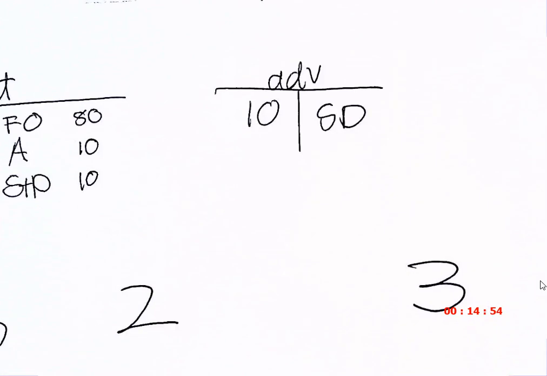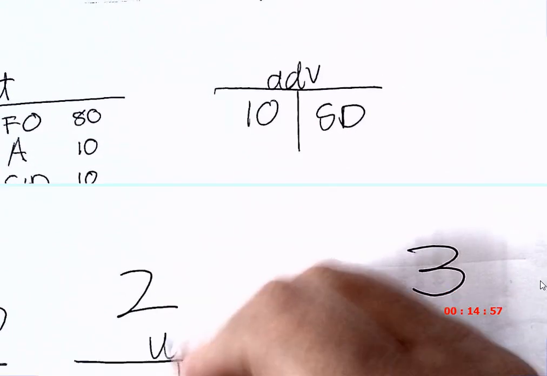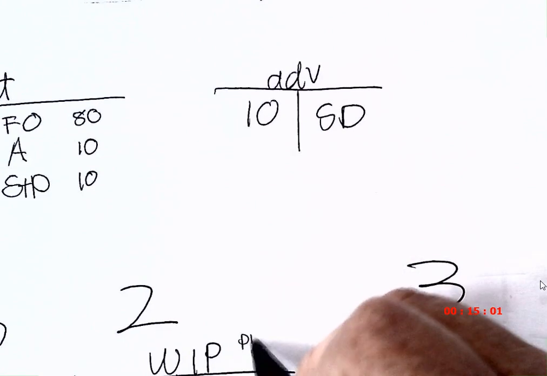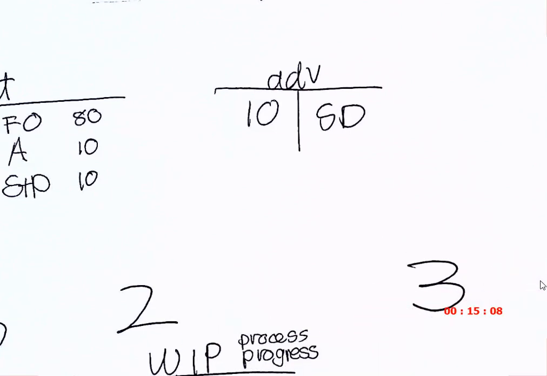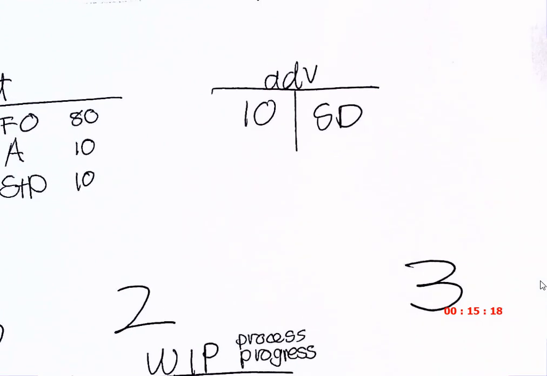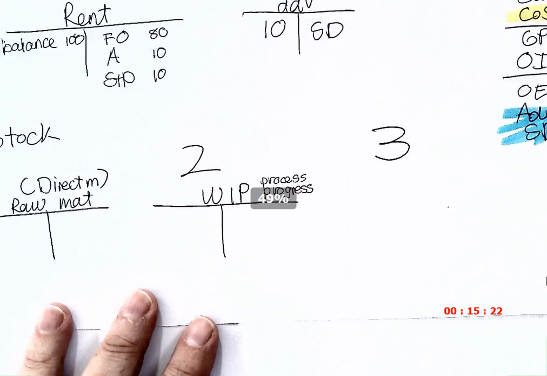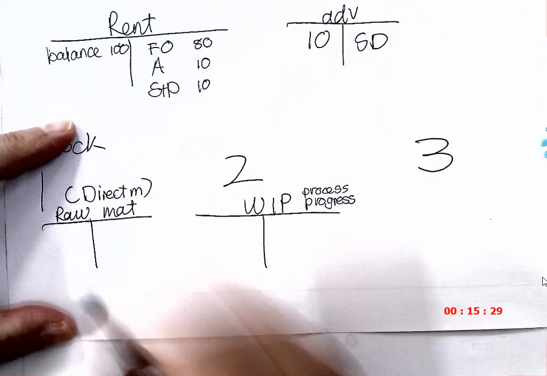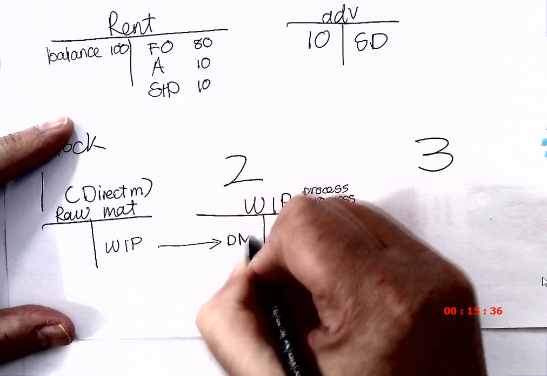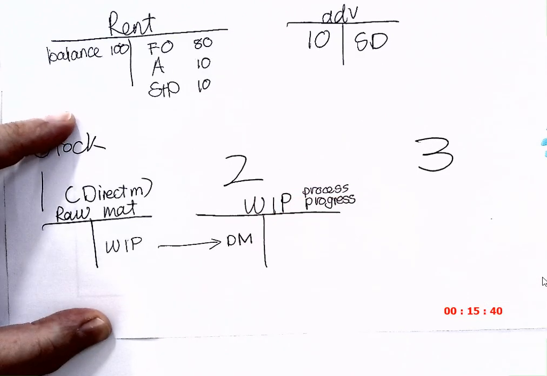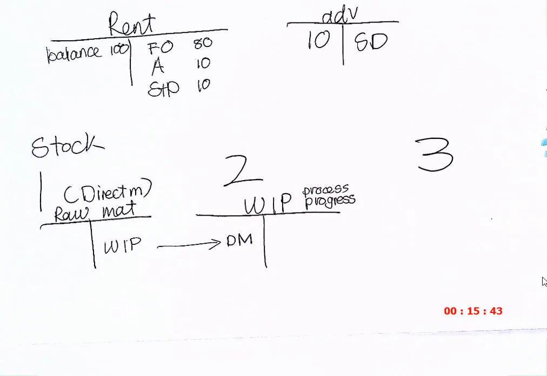Okay, so the next stock that we have is our work in process. Some textbooks say process, others say progress. That's why I just say work in P. It sounds horrid, but you'll remember it. Okay. So, the direct material is going to be issued to the work in process. So I'm going to have direct material there. Does that make sense? So work in process is literally your factory floor.